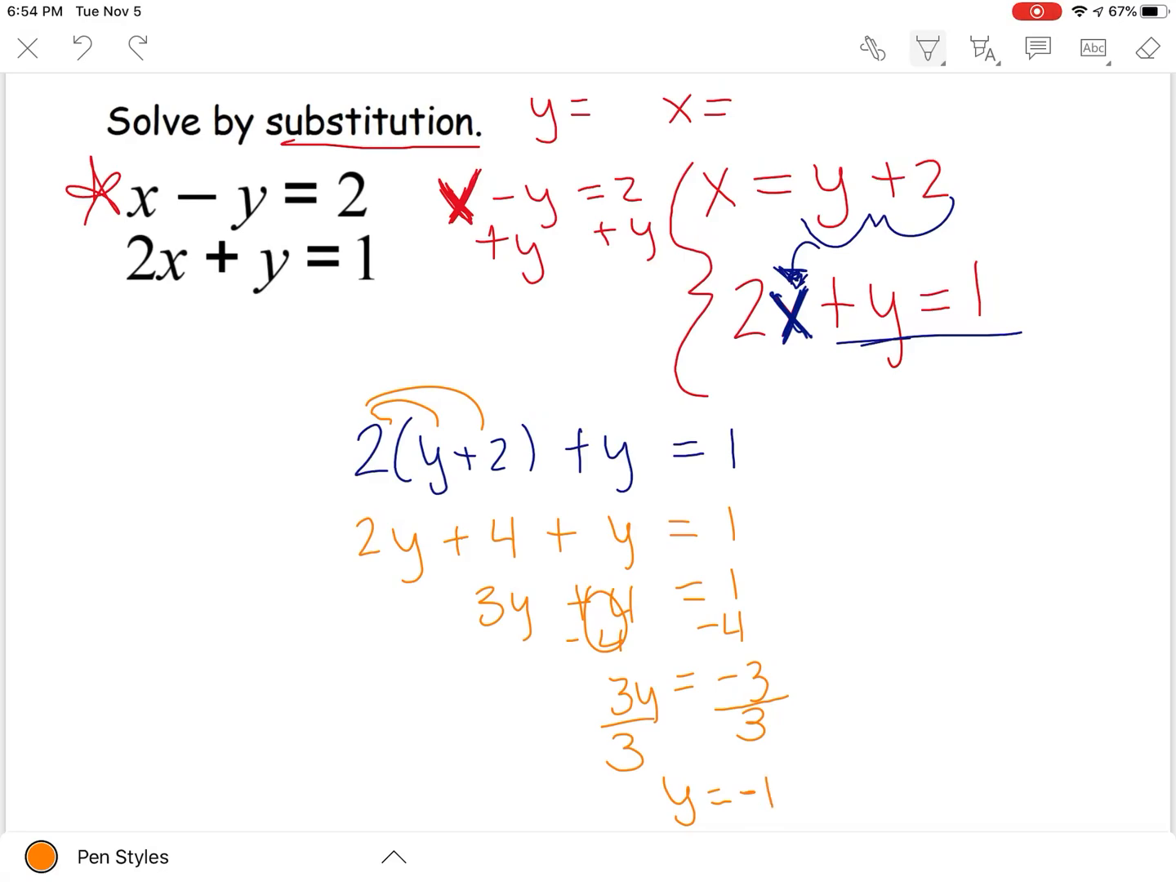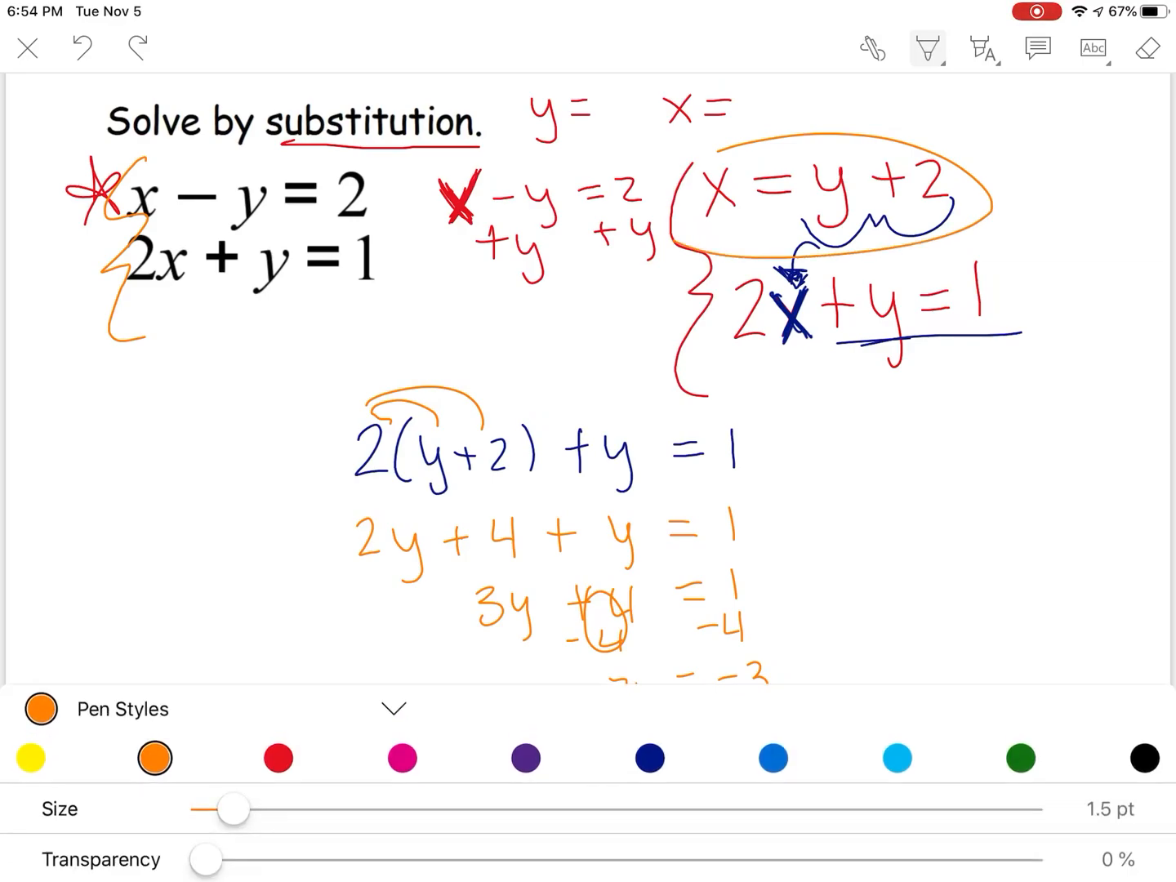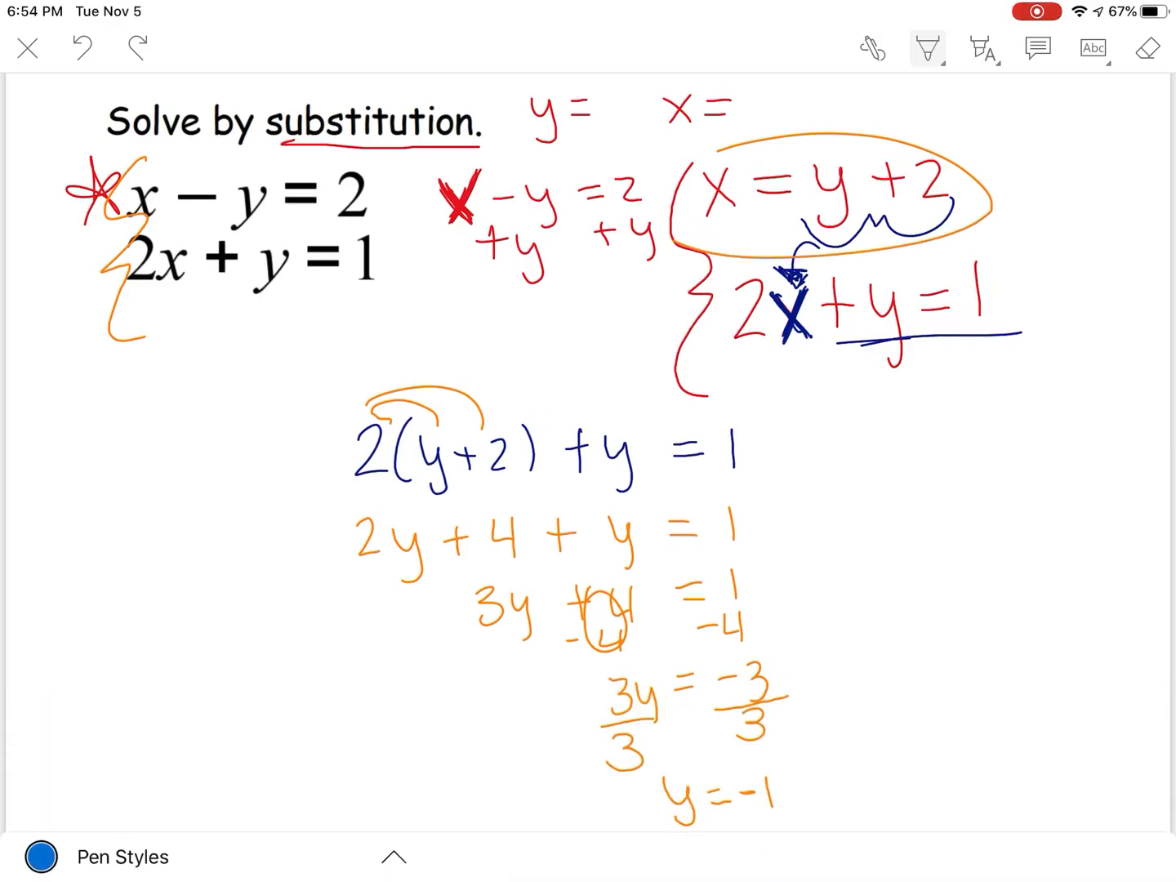Well, if we know what y is equal to, all we have to do is plug that into one of our original equations. So we could use either of these equations, or we could use our rearranged equation. It doesn't matter. They're all equivalent. So any equation we plug it into will end up with the same answer. So let's go ahead and plug it into x minus y equals 2.